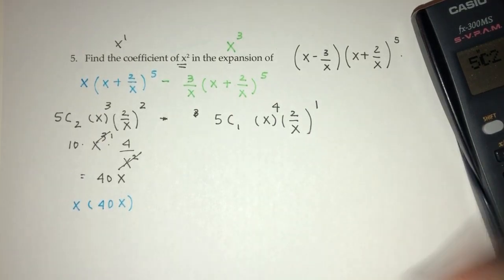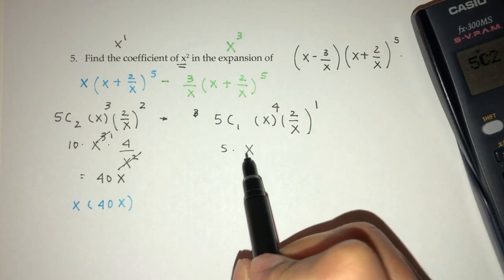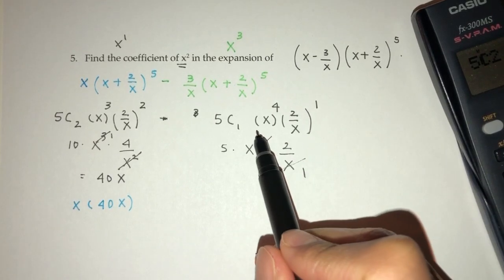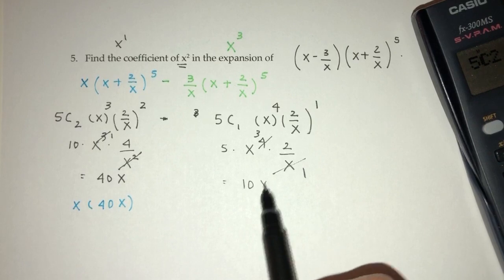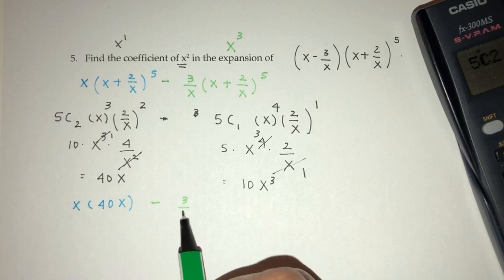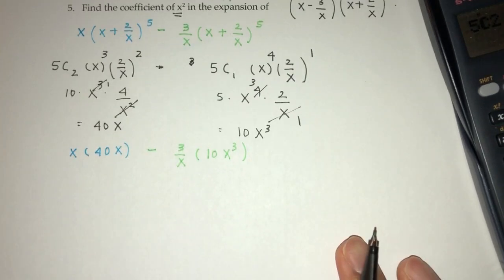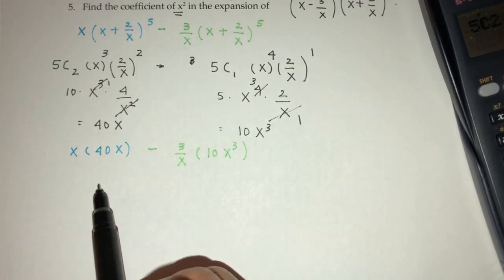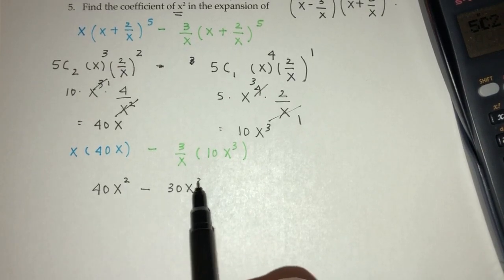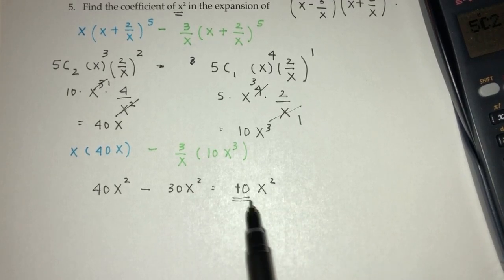So this is 1. So that when you expand this, you'll get something in x cubed. So 5 times x power 4, times 2 over x. Simplify. That'll be 10 x power 3. So here you will have minus 3 over x times 10 x power 3. So simplify, you will have what? 40 x squared minus 30 x squared. That will be 10 x squared. So the coefficient will be 10.